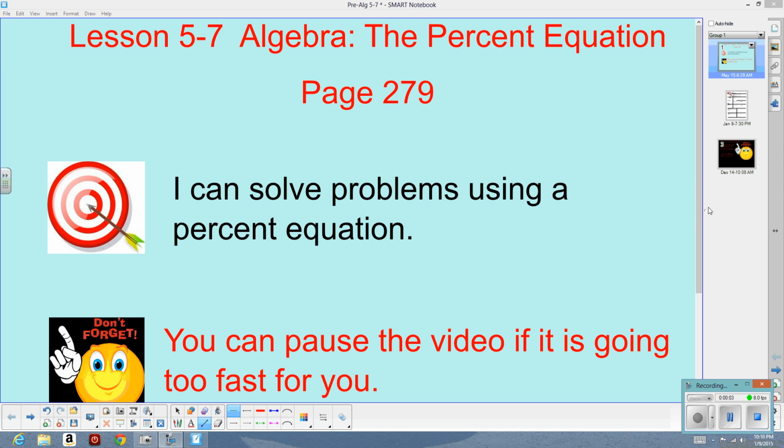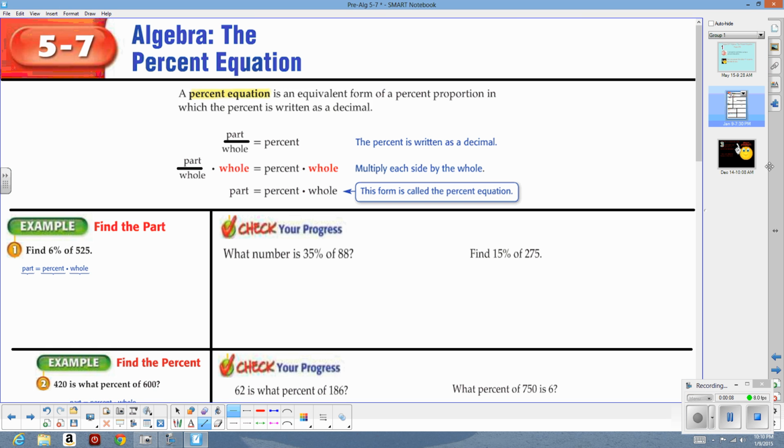In lesson 5-7, you're going to solve problems using a percent equation. A percent equation is an equivalent form of a percent proportion in which the percent is written as a decimal. Remember, the percent is equal to the part over the whole.